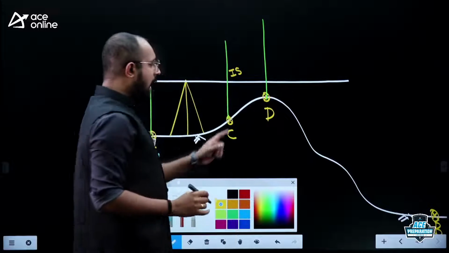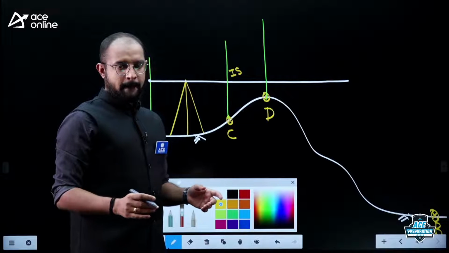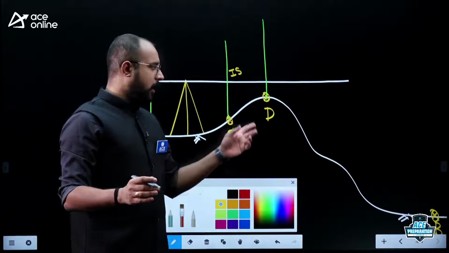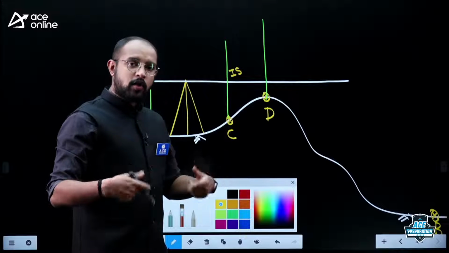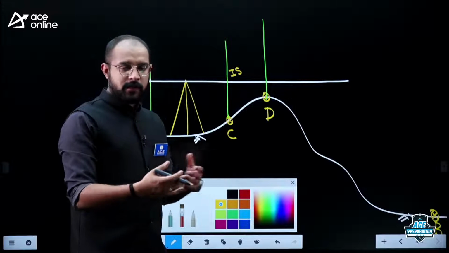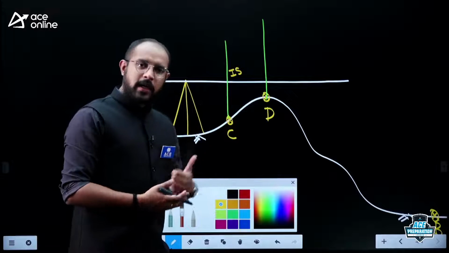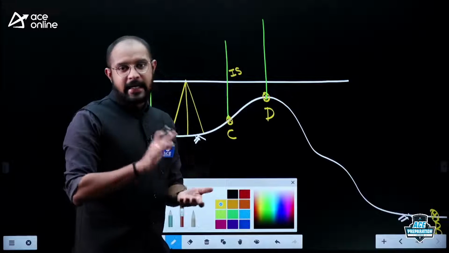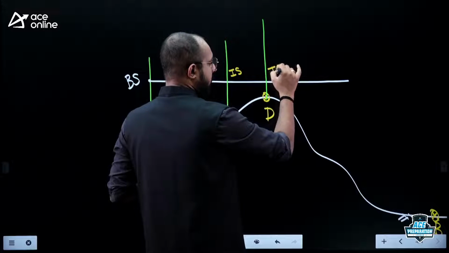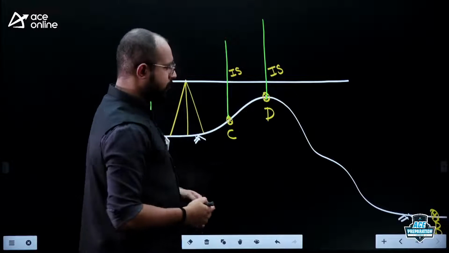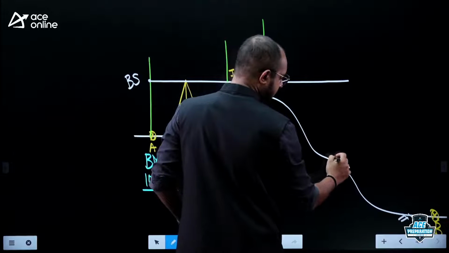Now after taking the staff reading upon the point D, I am not shifting my instrument. So please tell me, if I'm not shifting my instrument, what should I call it? I should still call it an intermediate sight only, because I'm not shifting the instrument. Now let us consider another point here, somewhere around here like this, say E.